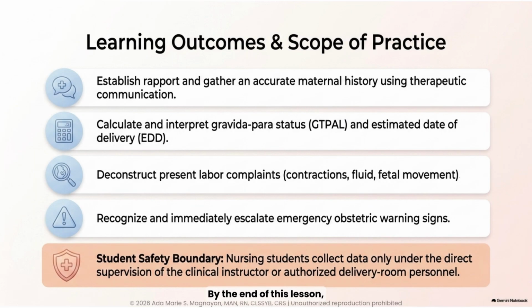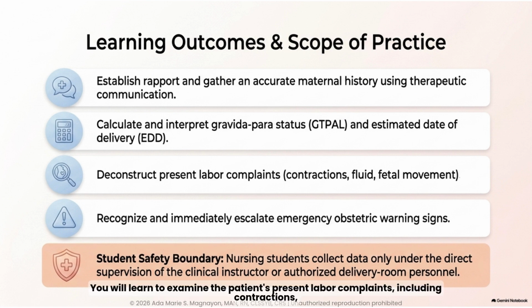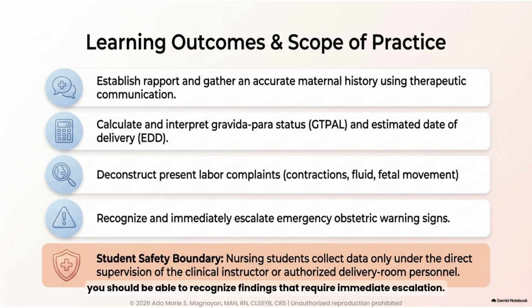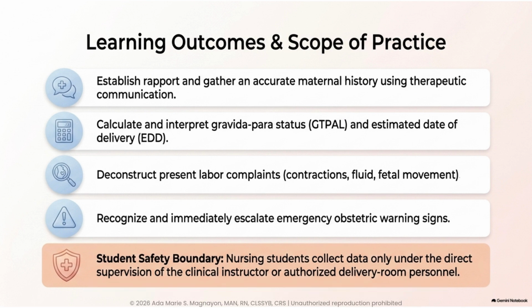By the end of this lesson, you should be able to establish rapport and gather an accurate maternal history using therapeutic communication. You should also be able to calculate and interpret gravida para status using GTPAL and determine the estimated date of delivery using the available pregnancy dating information. You will learn to examine the patient's present labor complaints, including contractions, leakage of fluid, vaginal bleeding, pelvic pressure, and fetal movement. Most importantly, you should be able to recognize findings that require immediate escalation.